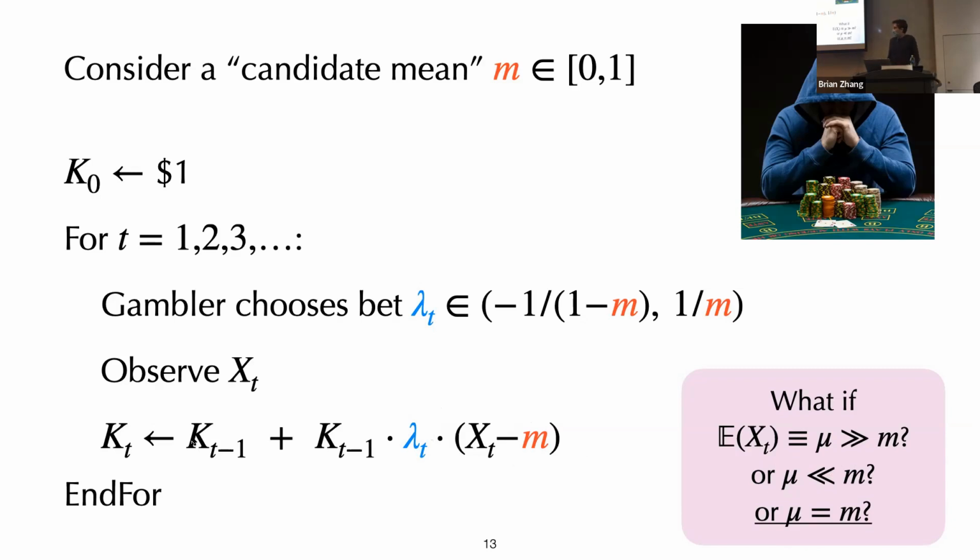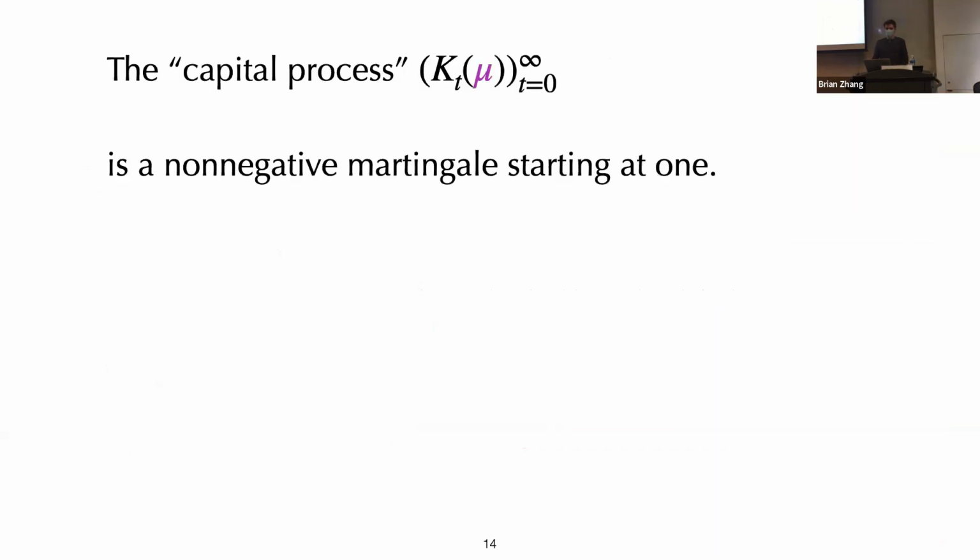So that makes sense, but something interesting happens when mu is actually equal to m. In that case, this term is in expectation 0, and then can they expect to make money or not? I'll expand on that a little bit. If we look at this mathematically, under all the assumptions that we had made before, this capital process, when we plug in mu for m, so I'm using the color purple for mu instead of m, forms a non-negative martingale starting at 1.